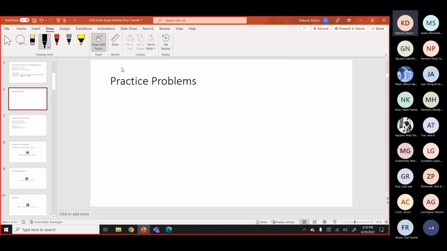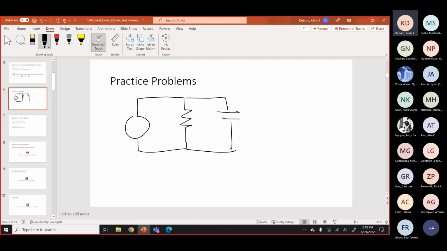So let's just do, I'll just make up numbers. Let's just say we got a resistor here, a capacitor here, and then an inductor right here. I won't include any numbers just for the sake of time because we got a lot of material to run through, like 50-some slides.